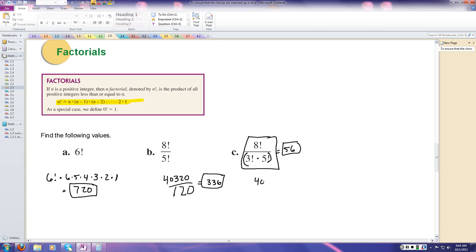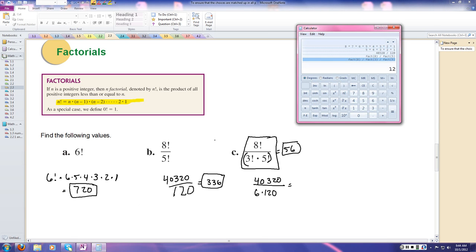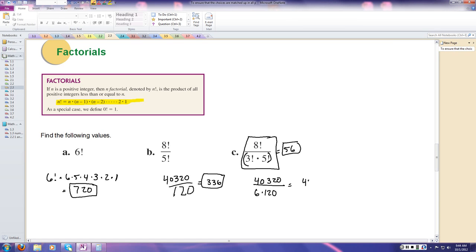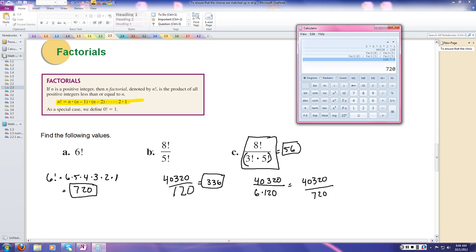We know 8 factorial is 40,320. 5 factorial is 120. 3 factorial would be 3 times 2 times 1, which is 6. So 6 times 120. So if I take 120 times 6, really that's 720. So here I have 40,320 over 720. So now if I plug this in my calculator, 40320 divided by 720, I get 56. I get the same thing.